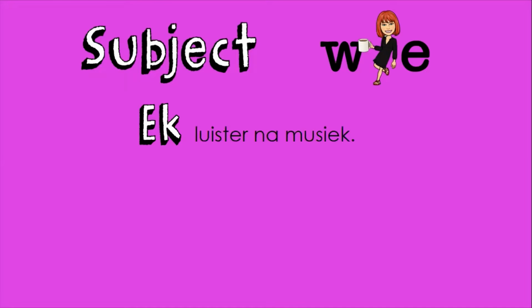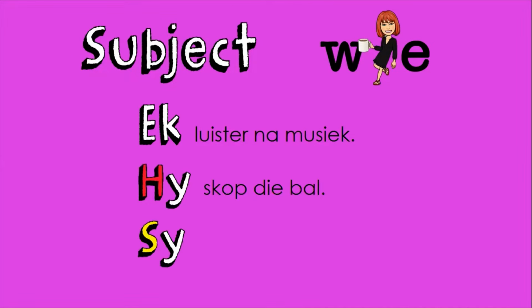So if I use a voornaamwoord as a subject. So if you think of subject in general, when we think of stompie, it is always in the beginning of the sentence. Always in the beginning of the sentence, it is the person or the thing doing the action. So we ask wie. Wie doen dit? Okay, so ek luister na musiek. Hy skop die bal of sy eet kos. In the beginning, and it's the person wie dit doen.